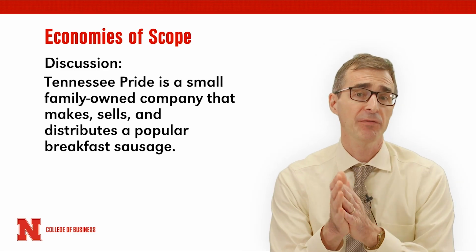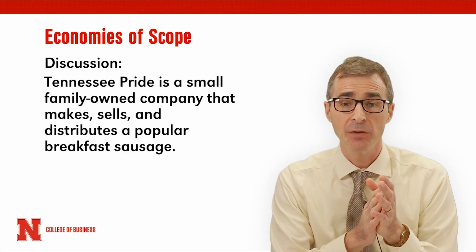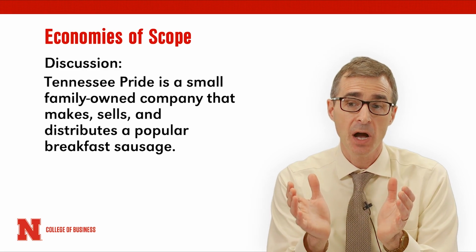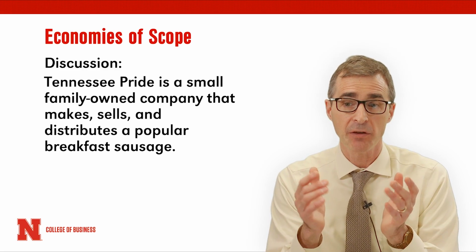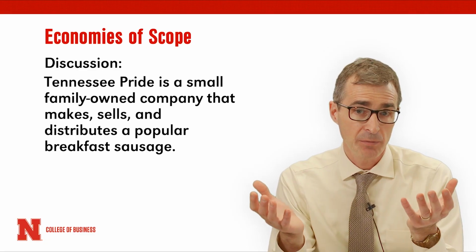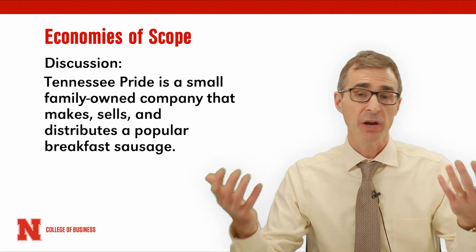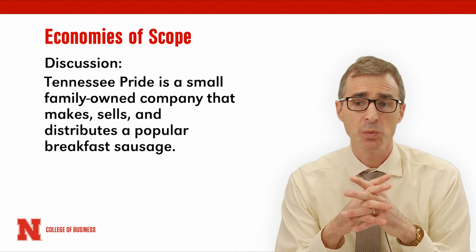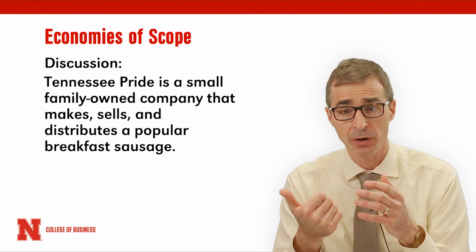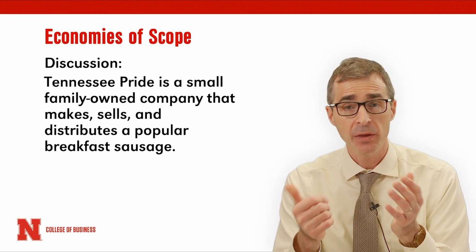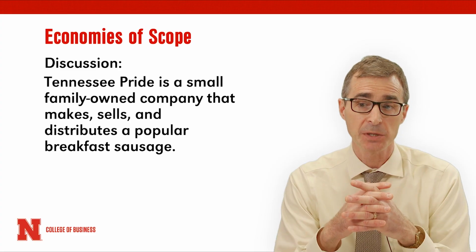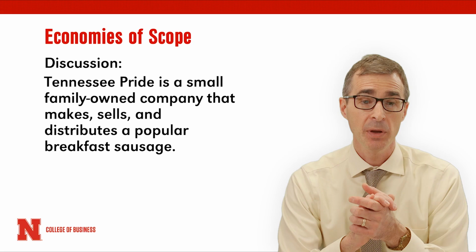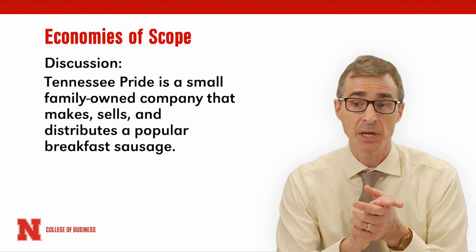Tennessee Pride is a small family-owned company that makes, sells, and distributes a very popular breakfast sausage. Now, it cannot exploit the economies of scope associated with distributing a full line of consumer breakfast foods, such as a firm like, say, ConAgra might. The firm really has only two choices. One is that it could sell out to a larger full-line company like ConAgra, and this company could exploit the scope economies associated with distribution, placing a higher value perhaps on Tennessee Pride than it would have on a standalone basis.